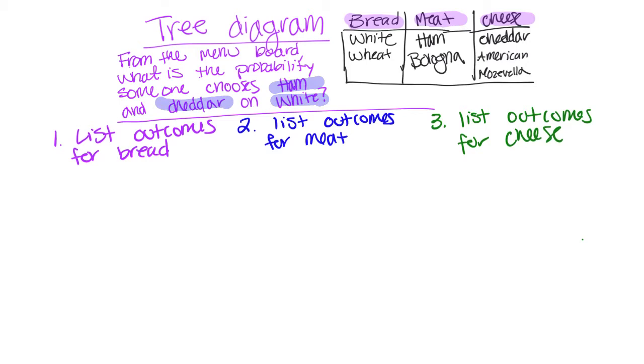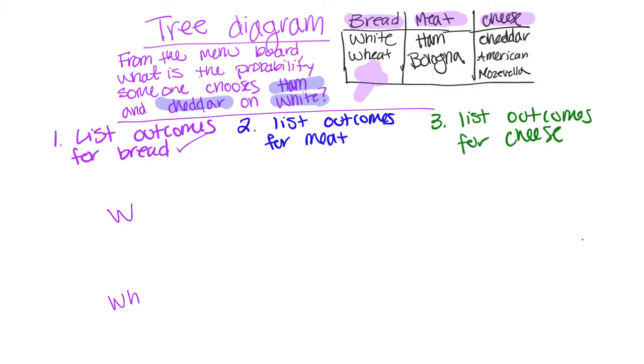So I'm going to go through with the first category of bread, and I'm going to list the possible outcomes. You can either have white or wheat. And notice that since they both start with W, I added that H next to wheat to differentiate between them. Okay, those are all my choices from the first column.